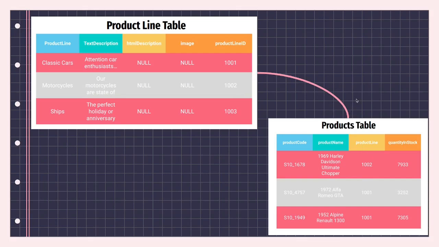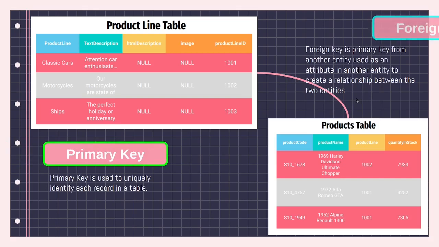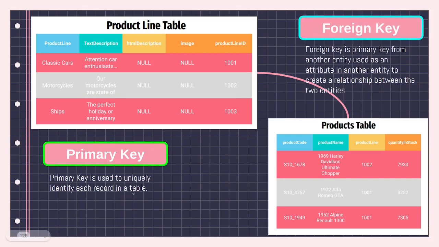We have another concept called primary keys and foreign keys. A primary key is used to uniquely identify each record in a table. Moving to our product line table, we have these keys right here, and you can see the product line IDs are different values: 1001, 1002, 1003. For each new product line that we add, we have a different product line ID, so you can use this to uniquely identify each product line.